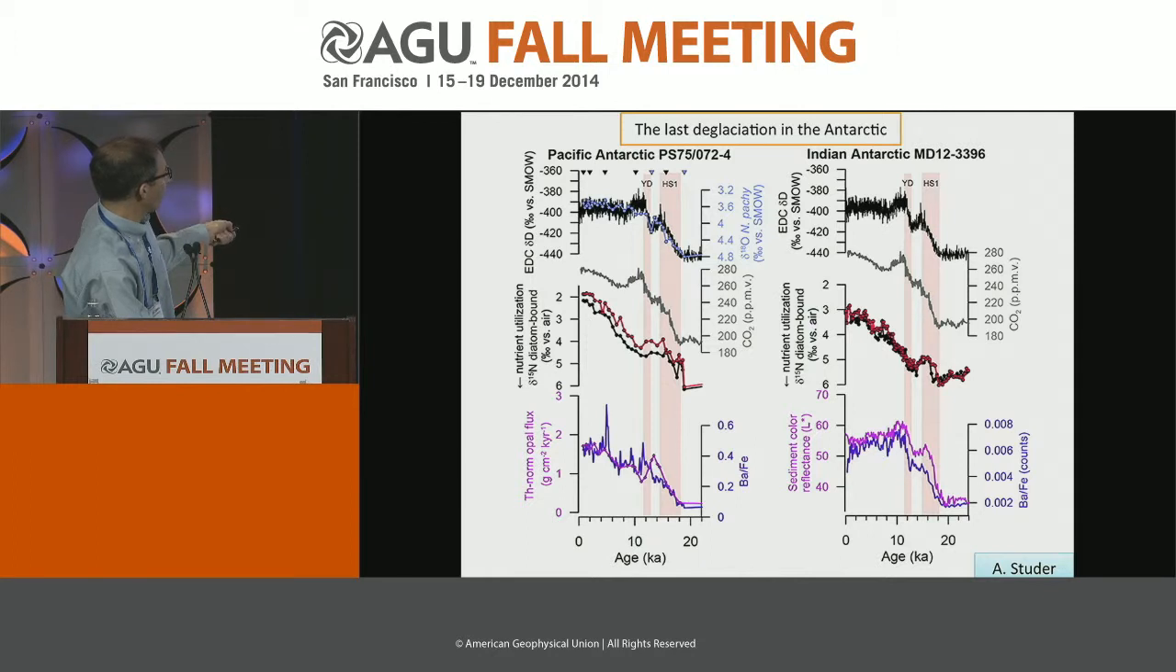plotted downward. So what we see is, at this time, an increase in export production and a decrease in the nitrate consumption, and so it looks like the unwinding of the stratification that applied during the last ice age.